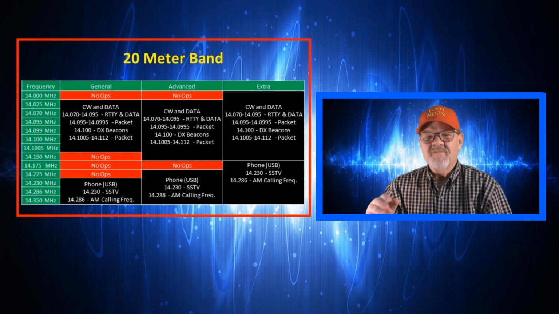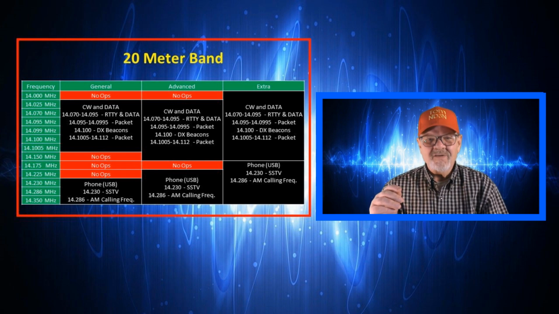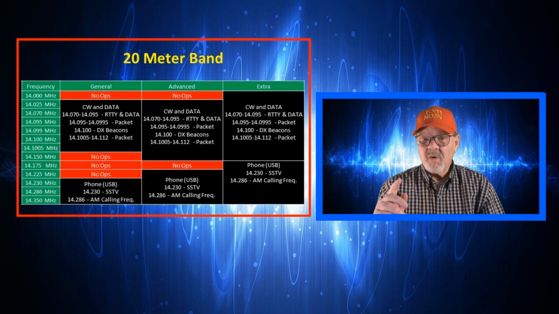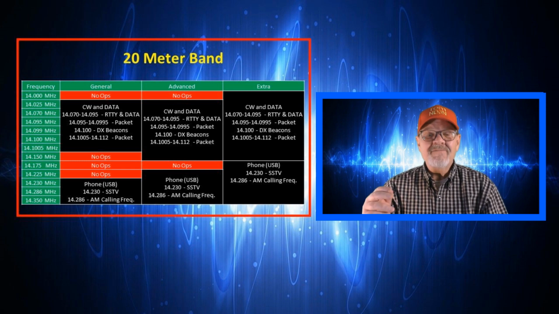For general class operators, the 20 meter band allows CW and data from 14.025 to 14.150 megahertz, and phone privileges from 14.225 to 14.350 megahertz. Advanced class operators have CW and data privileges from 14.025 to 14.150 megahertz, and phone privileges from 14.175 to 14.350 megahertz.